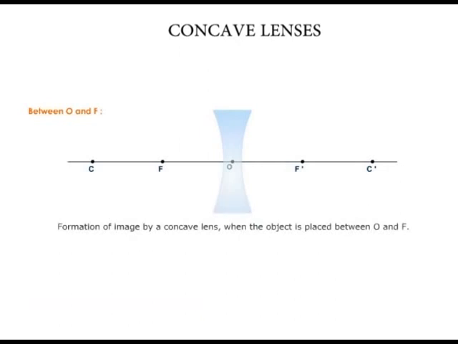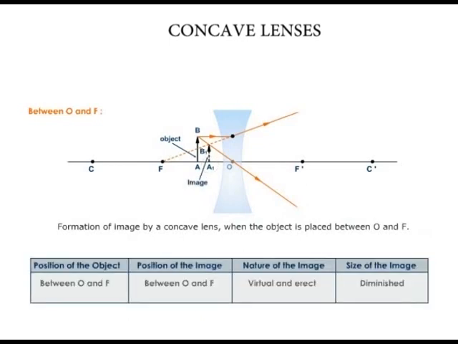Next is an object between O and F. First ray, a ray parallel to the principal axis after refraction emerges diverged, seemingly from F. Next, a ray through the optical center passes through undeviated. Thus, for an object between O and F, a virtual erect and highly diminished image is formed between O and F.